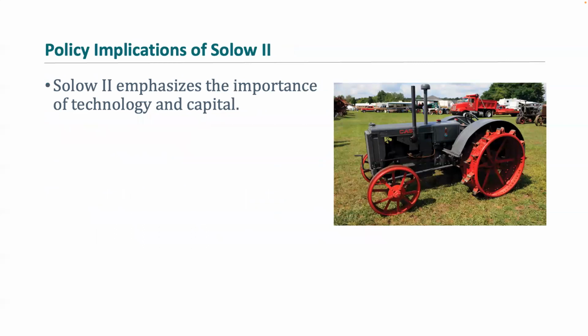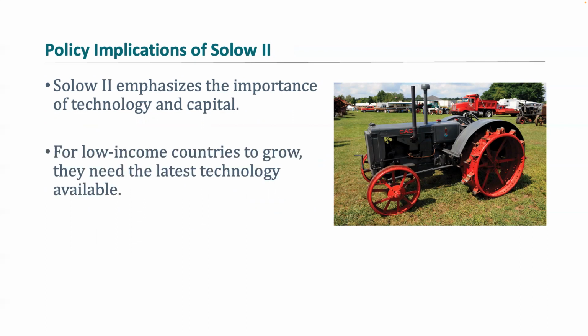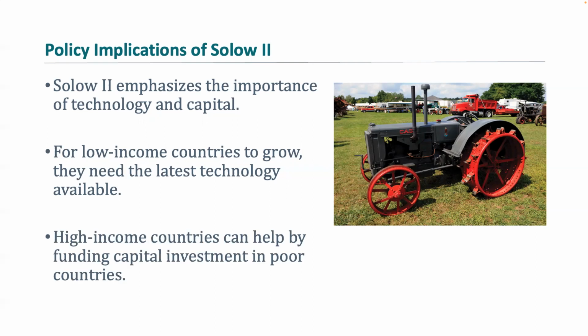Well, what kind of policy was implemented as a result of this Solow 2 model? Well, we know that this model emphasizes the importance of technology and capital, and what this meant was that for low-income countries to grow, they really needed access to the latest technology available. It also meant that high-income countries could really help by funding some capital investment in those poor countries. So according to Solow 1, convergence could occur due to increases in technology alone. And because of this, rich countries could help poor ones by sending them their technology.